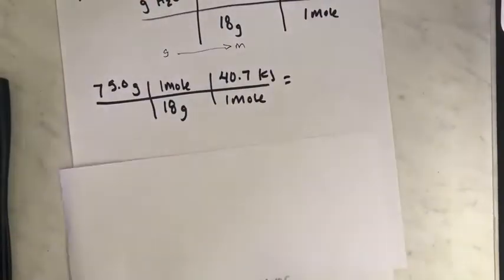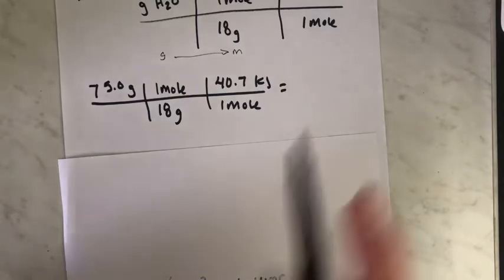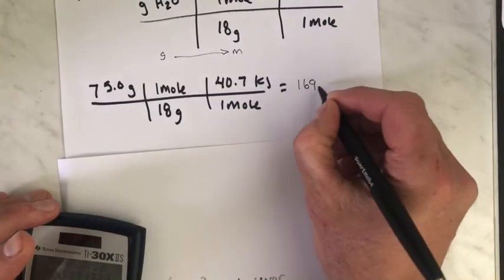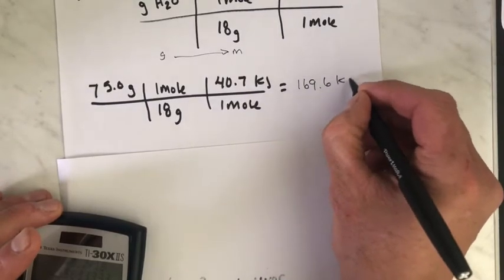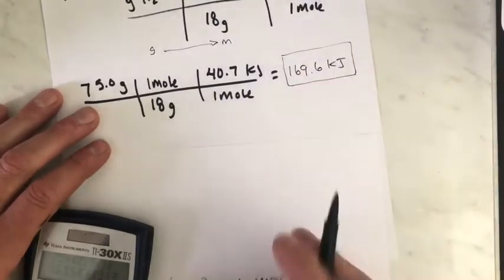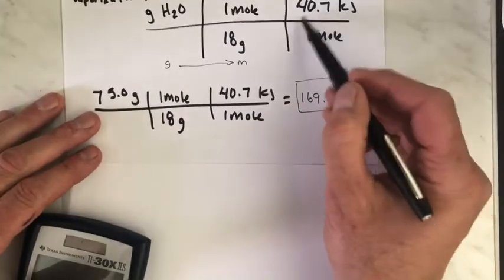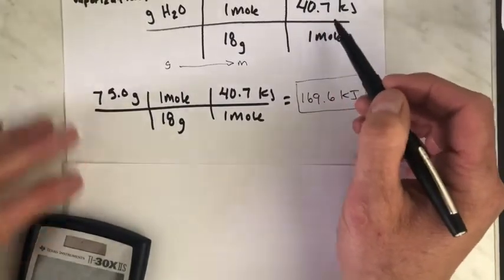And here's how those numbers stack in. We've got our 75 grams of water multiplied by 40.7. And then we're going to divide that answer by 18. And that is 169.6 kilojoules. Okay, so these vaporization problems are much, much bigger answers than heat of fusion, just because the heat of vaporization is just so much greater.